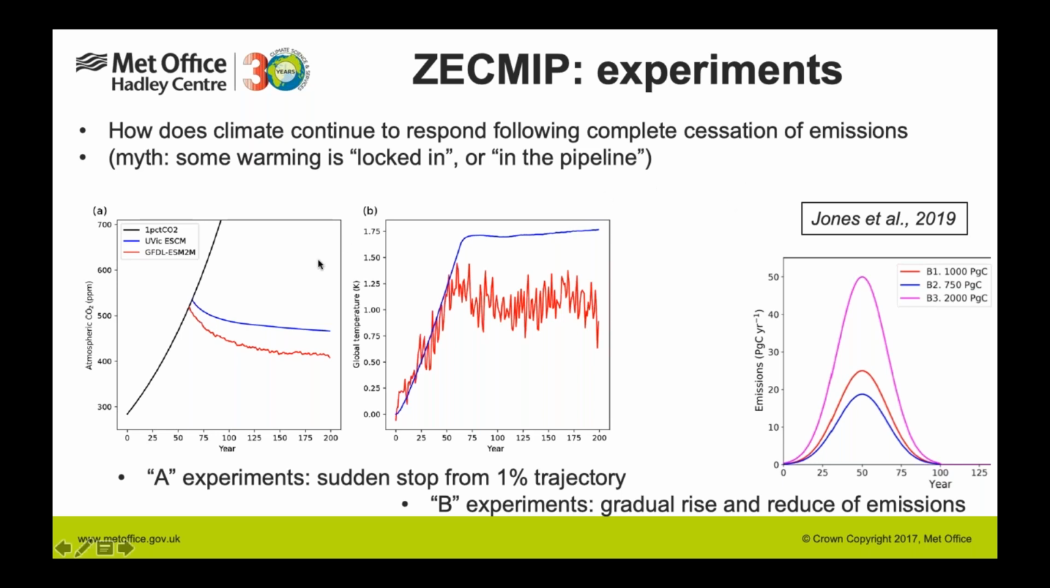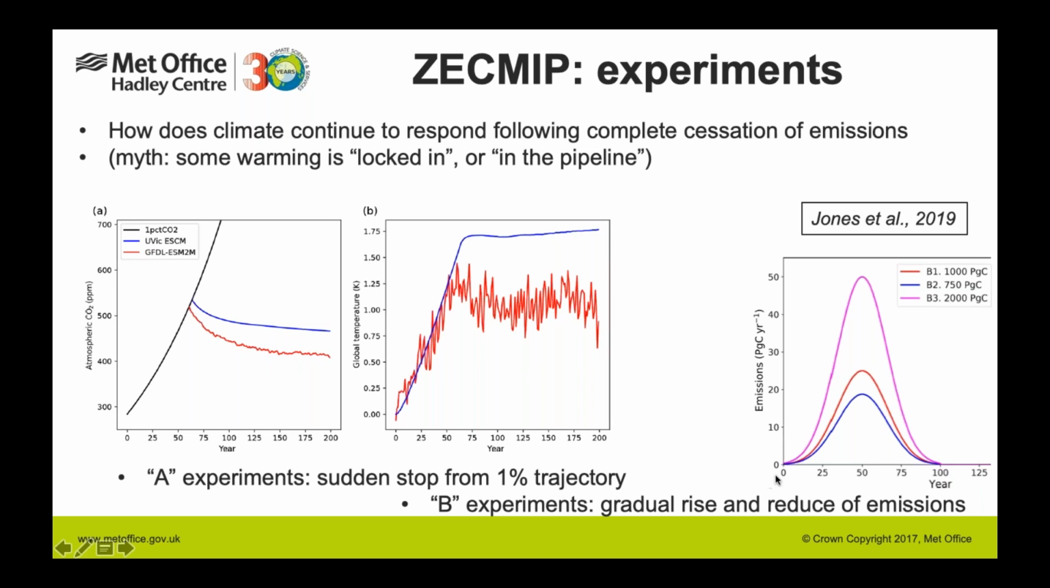So we came up with some experiments. There's what we called our A set of experiments, where you follow the 1% increase in CO2 up until you've emitted 1,000 petagrams of carbon, and then you suddenly stop, and you model the subsequent decline in CO2 concentration and the temperature response.